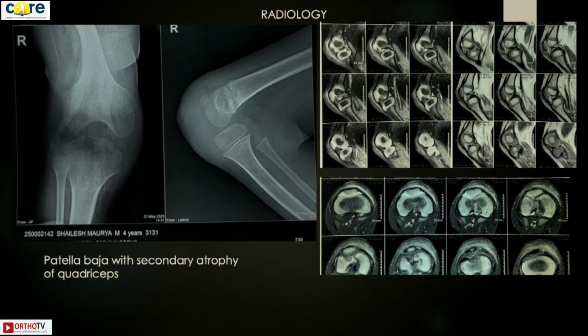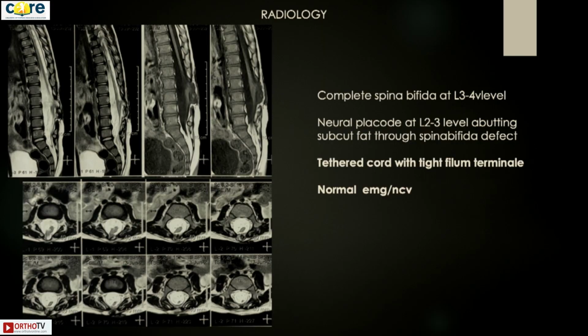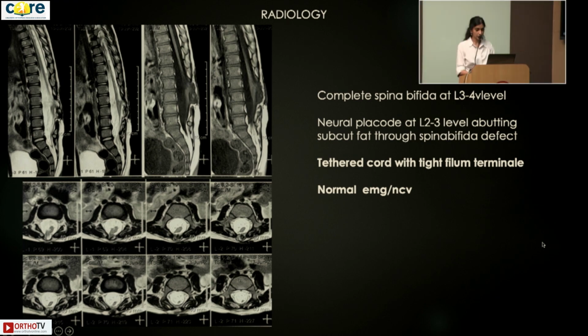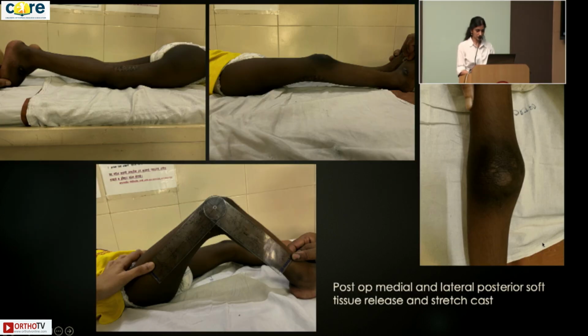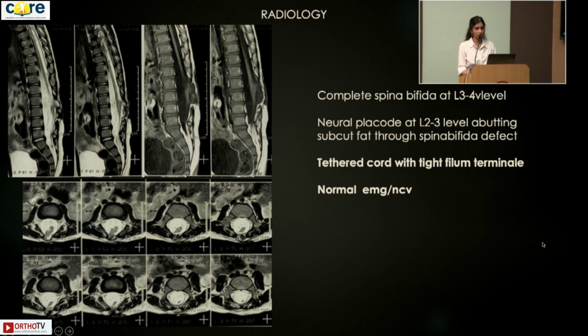So radiology, we did an MRI of the knee which showed a patella baja and secondary atrophy of the quadriceps. Since the child also had a history of spina bifida, a whole spine screening MRI was done, which suggested that there was a complete spina bifida at the L3, L4 level, with adherence of the neural placode to the subcutaneous tissue, and there was a tethering of the cord with a new formation of a syrinx. The EMG NCV reports were, however, normal.